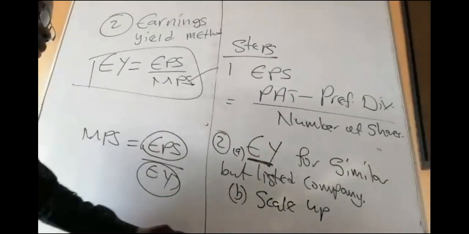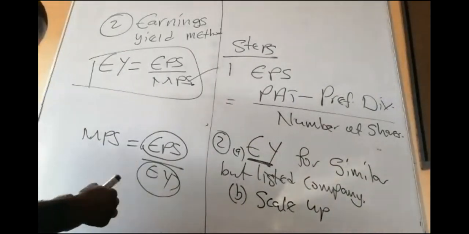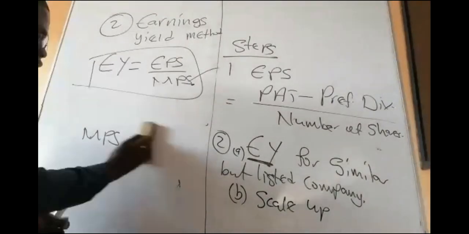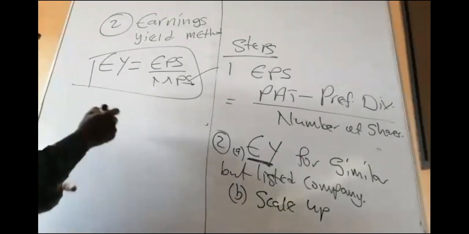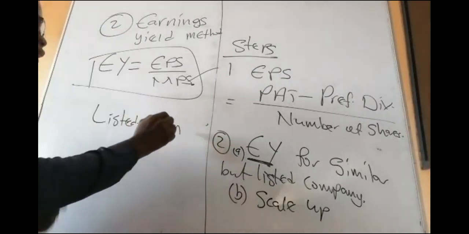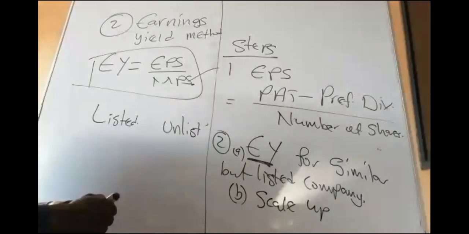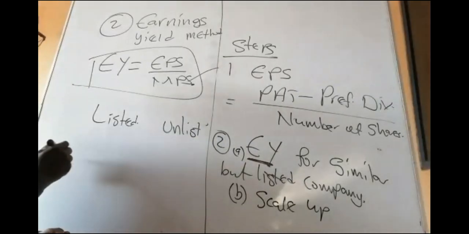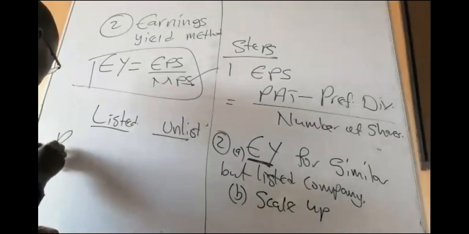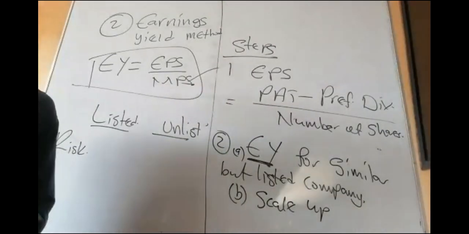If we scale it up, we'll look at it. Because 2 companies, let's ask this question. If you have 2 companies, a listed company and an unlisted company, tell me, which one will be riskier? Which one will have higher risks and which lower risks? So let's see.